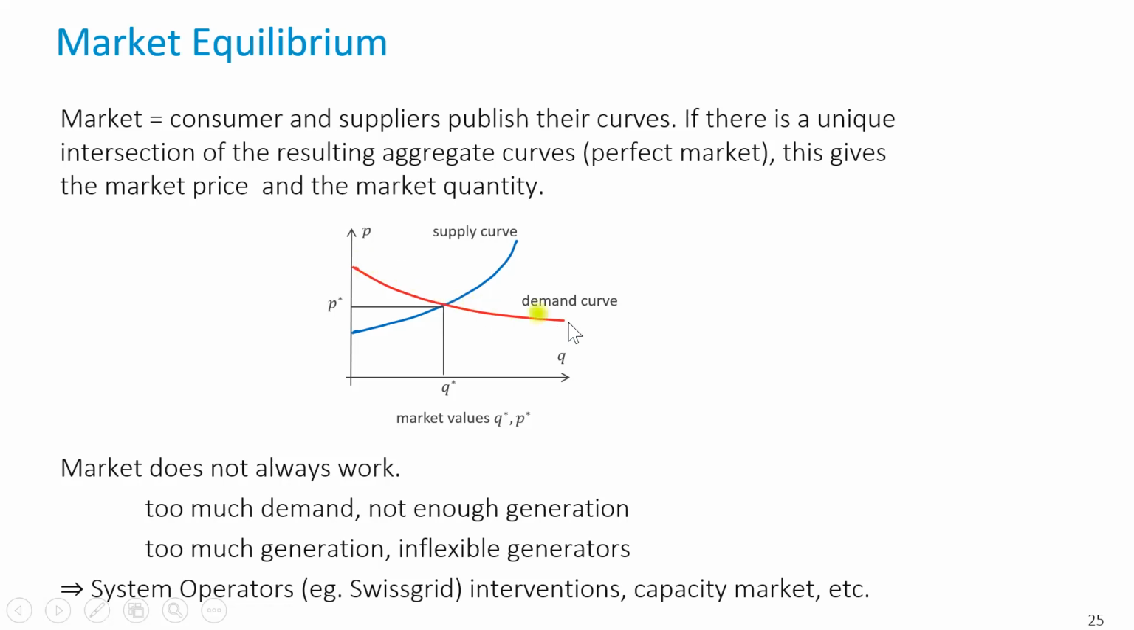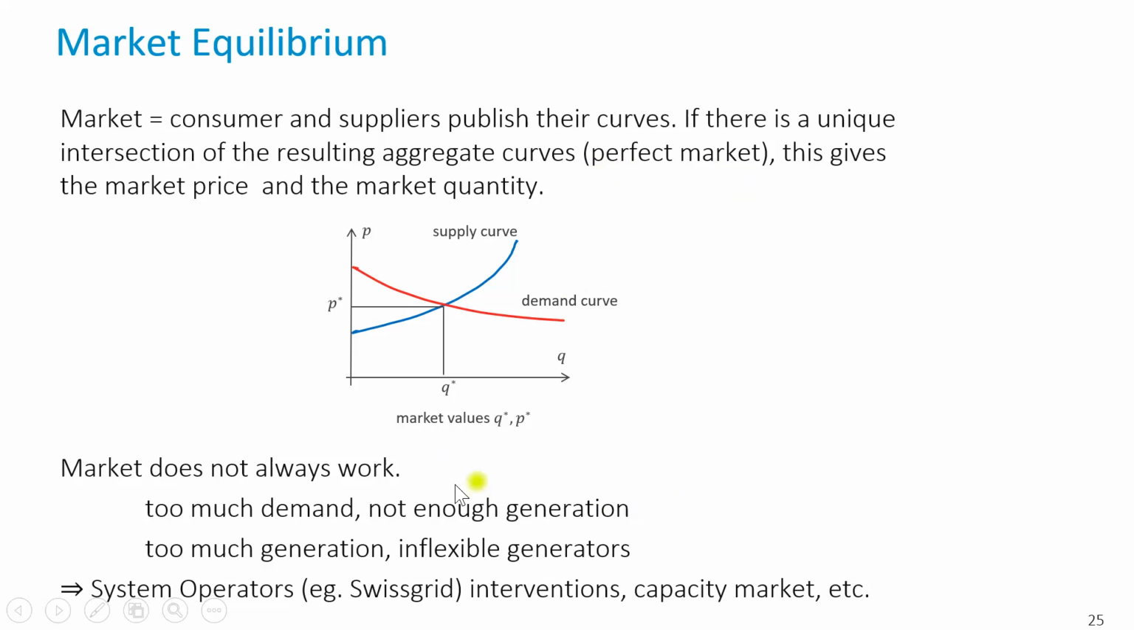So this is the economical theory of demand and supply. In a set of users and consumers and producers that have such curves, the market will balance at the intersection of the supply and the demand curve. That will give the amount that is traded, and that will give also the price at which it is traded. That's a theory, that's the perfect market.